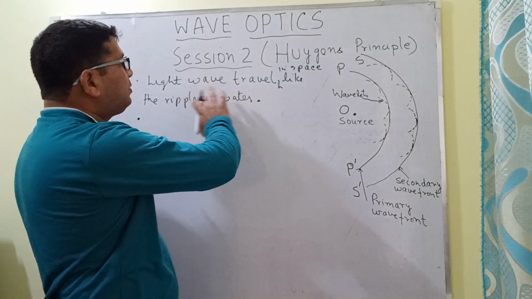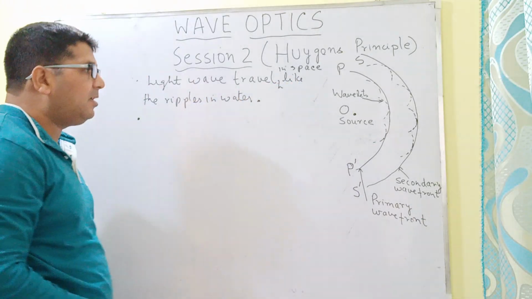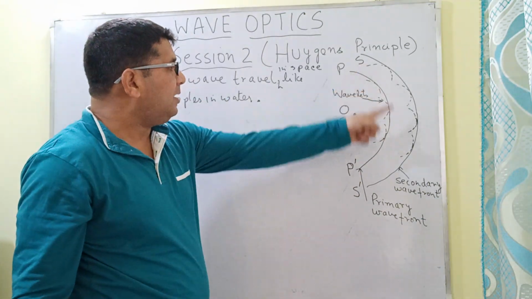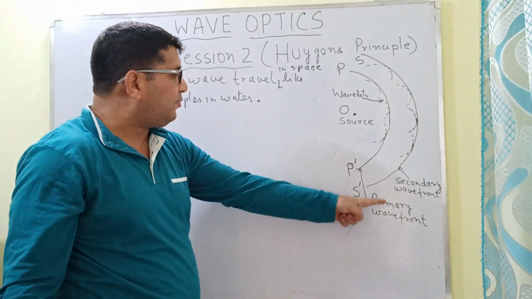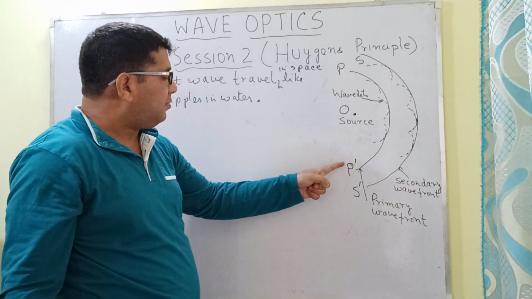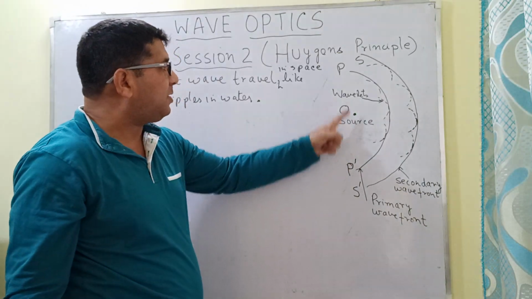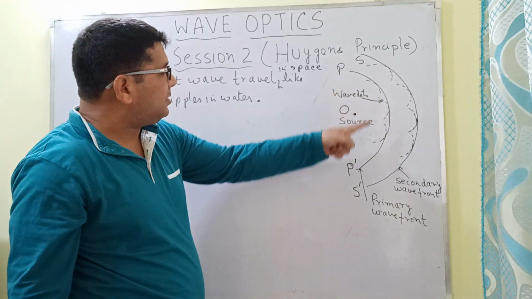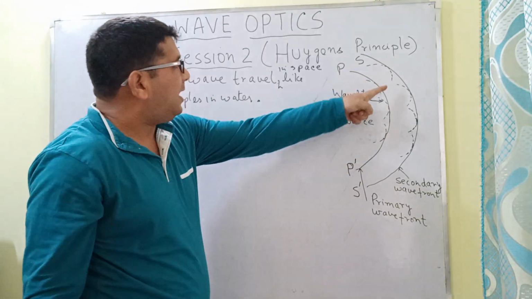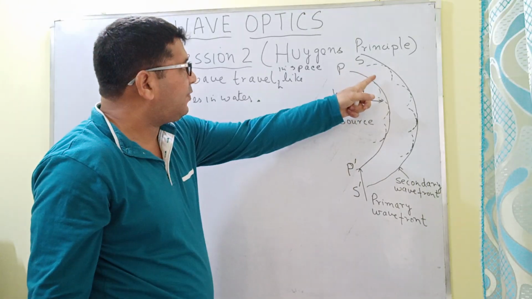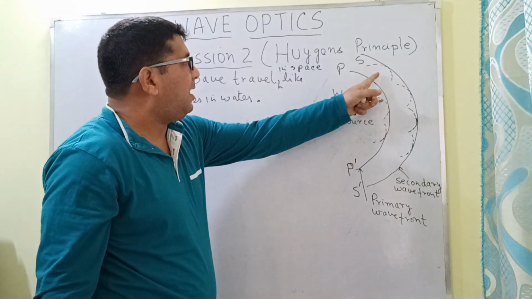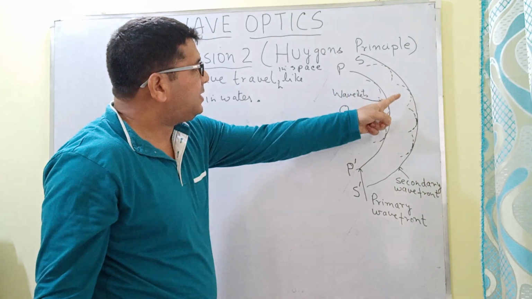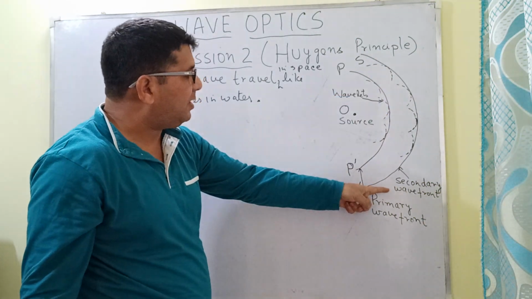That is, light is propagating in free space like the ripples in the water, and the light is propagating by the generation of the secondary wavefronts. The secondary wavefronts are generated due to these primary wavefronts, because all the points on the primary wavefronts act as the source for the secondary wavefront. That is, all the points are basically the source of these wavelets. And when we draw a common tangent to these wavelets, we will get the secondary wavefront.